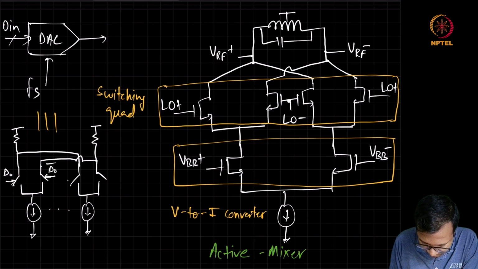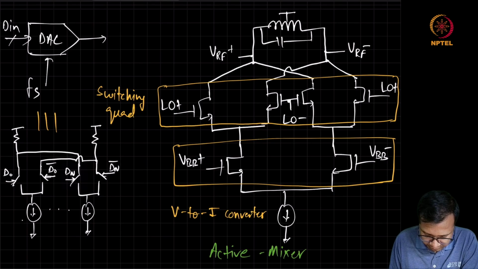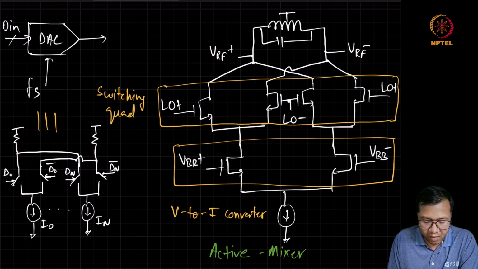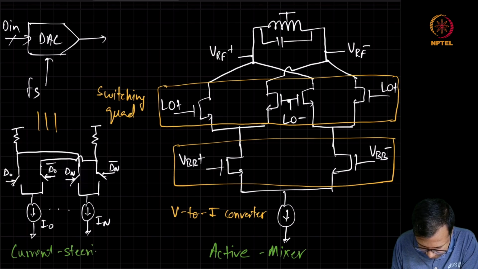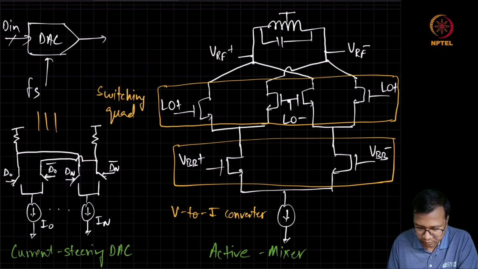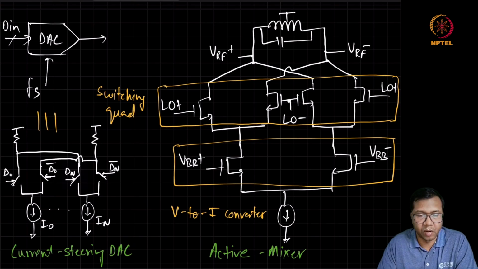T0, this is, let's say, T0 bar, some Dn, Tn bar. So by using this kind of current steering topology, you can design DACs where the output is in the form of current, which can be converted into voltage with the help of a load. This current steering DAC is also a very popular topology.